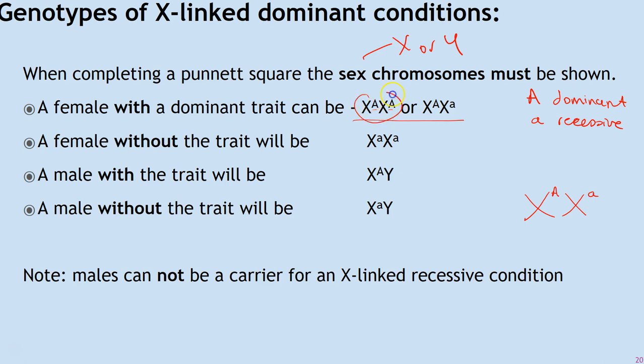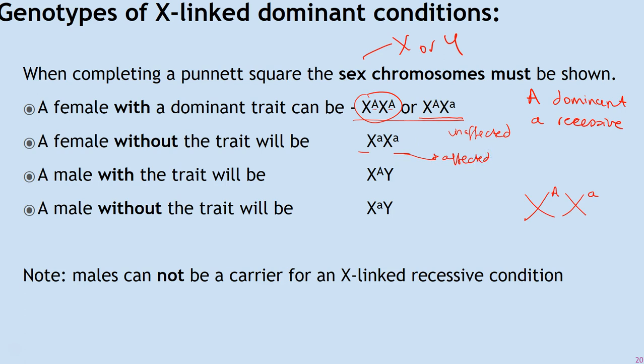So this one is going to be homozygous dominant. This one is heterozygous dominant. The phenotype for both of these will be unaffected. Okay, they will not have the condition. Then in the case of this one, we can see we have 2 copies of the recessive allele, and this is the only way that a female can be affected by the disorder.